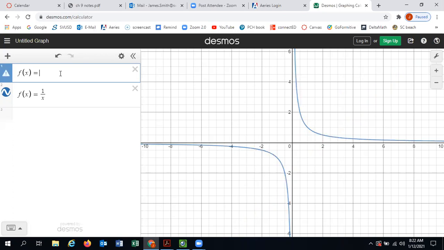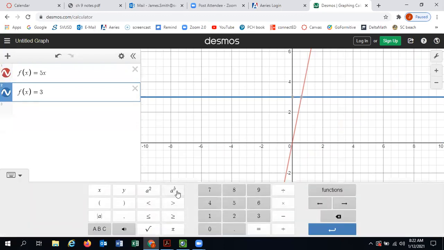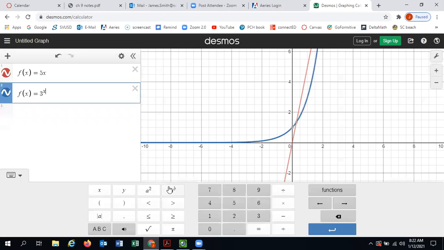So 5x is the first graph. And then I'm going to do 3 to the x power. Remember down in this calculator down here is where you can find math functions. So if you need like an exponent or a radical or pi, things like that are all in this calculator.